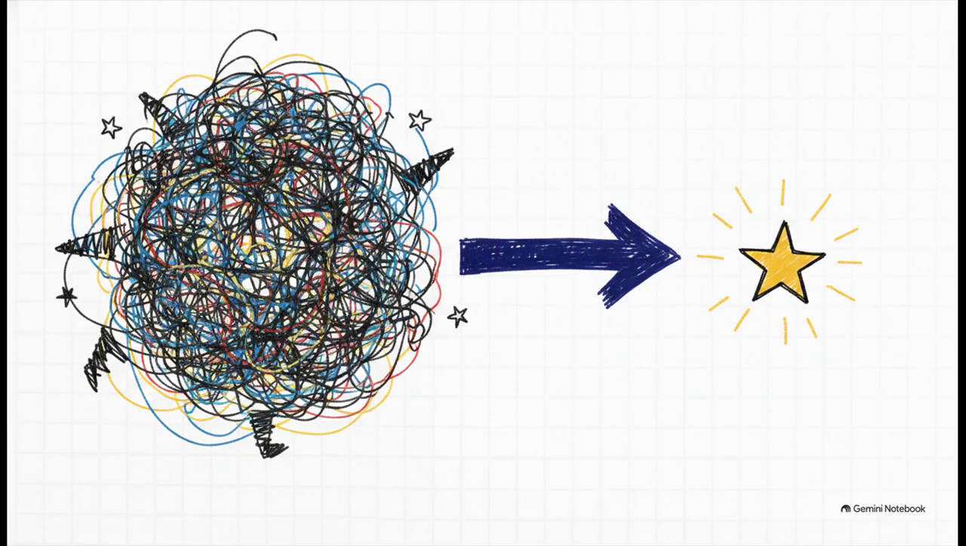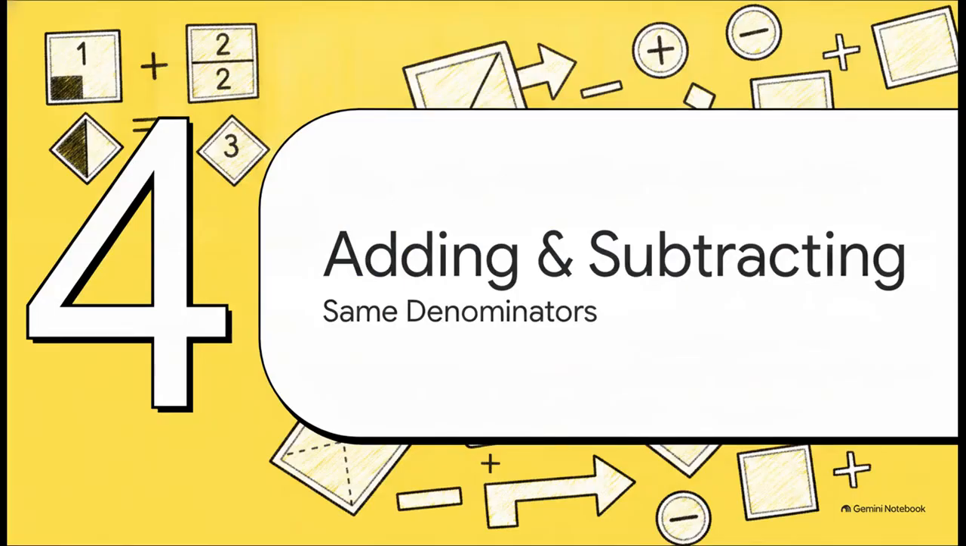Remember why this matters. We didn't change the inherent value of the original intimidating equation. Not at all. We just stripped away all the unnecessary mathematical noise. Section 4, adding and subtracting with same denominators.